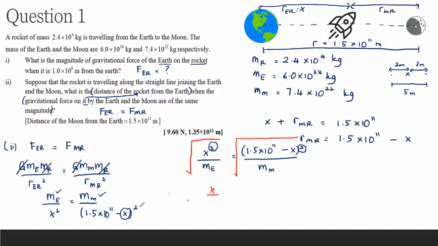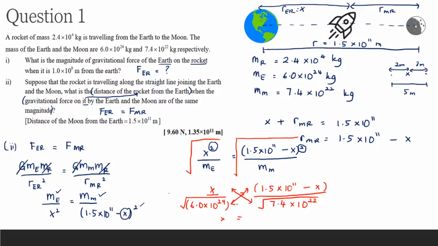Okay, ME berapa? Okay, ME kita substitute terus 6 exponent 24. So kita square root kan dia. Okay, equals kan dekat sini square dia dah hilang kan, kita dah square root. So kalau nak square root dia kena dua-dua belah, tak boleh satu je. So kita divide dengan mass of the moon 7.4 exponent 22. Then kita square rootkan dia. Lepas tu you can do cross multiplication. Buat macam tu, calculate, dan kita akan dapat value of X.